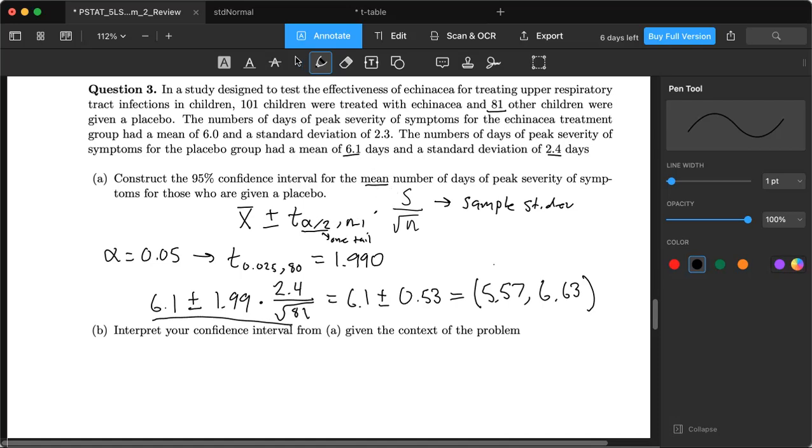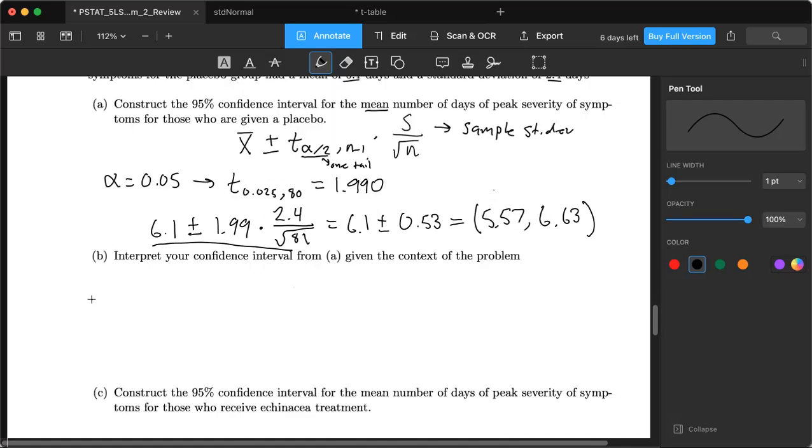So the subscript in the T, right, I'll write it down here. So T sub alpha over 2 and sub n minus 1. So this is all just like one big subscript, and alpha over 2 is half the significance level.